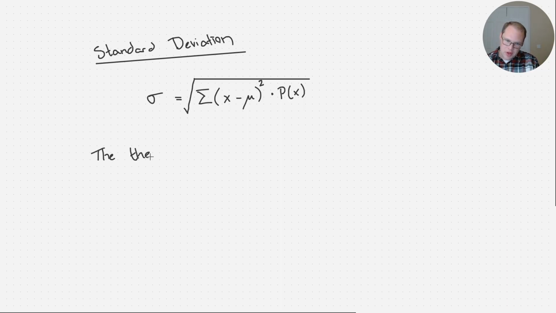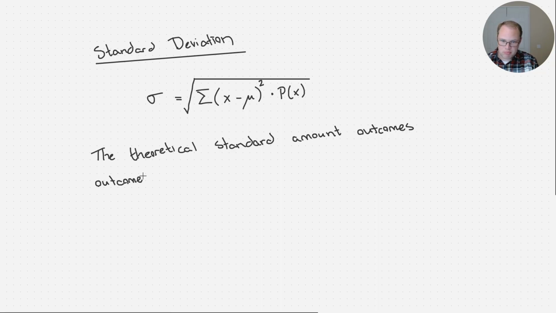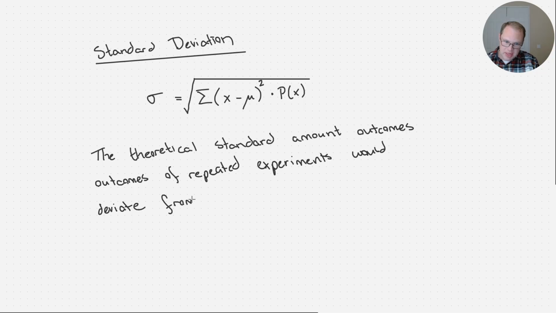The theoretical average or standard amount outcomes of repeated experiments would deviate from the expected value, that mu, over the long term.